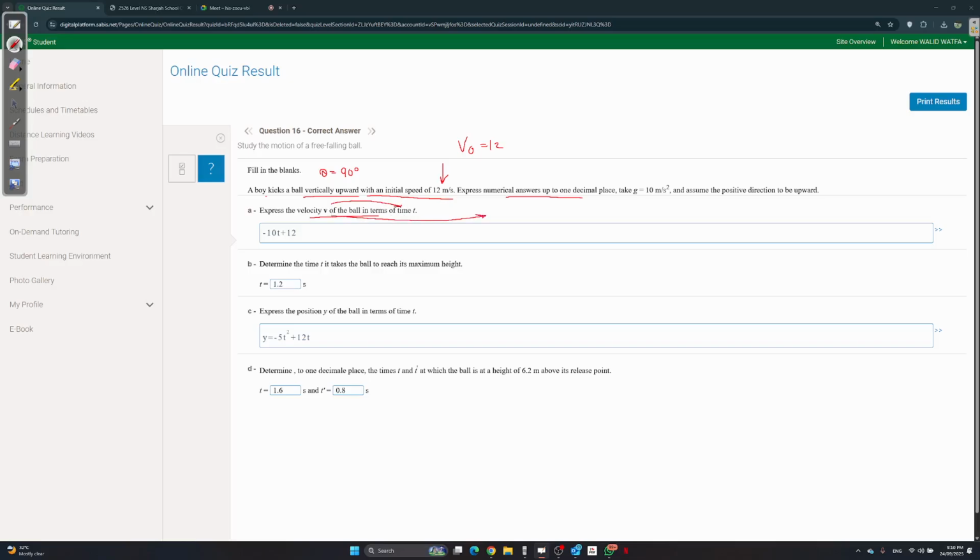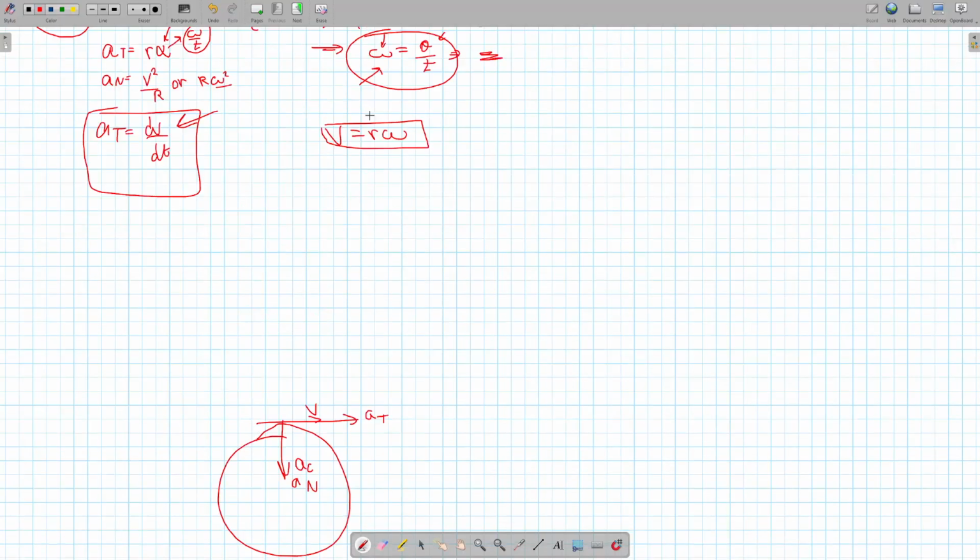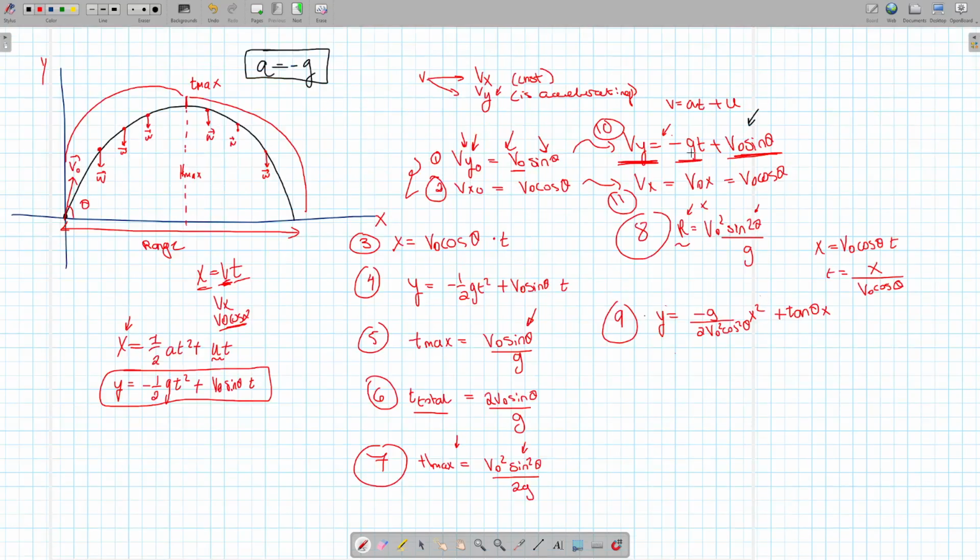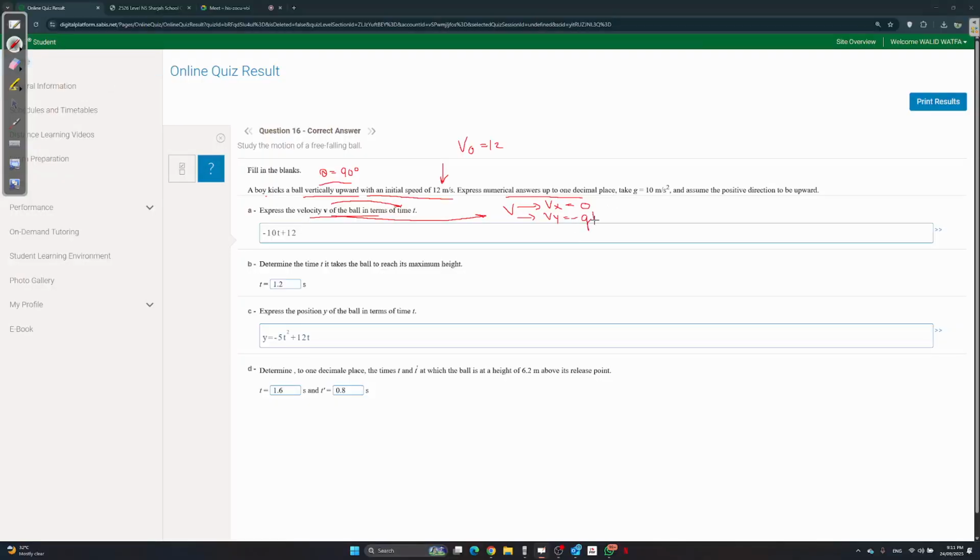So, velocity, this is a projectile. Velocity takes two components, Vx and Vy. Since we're going vertically upward, Vx is equal to 0, always. Vy is equal to what? What's the formula? Minus gt plus V node sine theta. So it's minus 10t plus the initial velocity, 12 sine 90. Sine 90 is 1. So minus 10t plus 12.